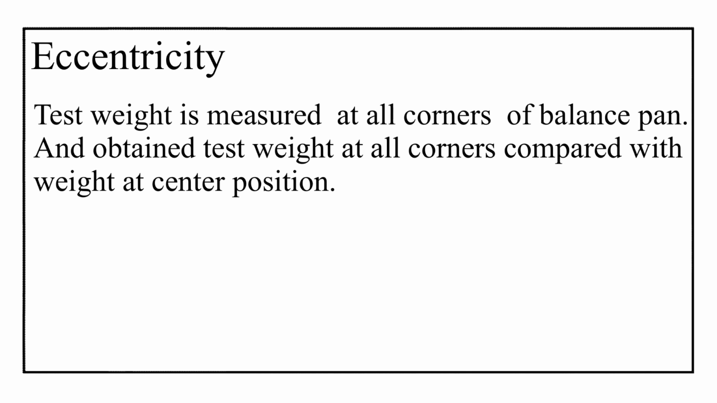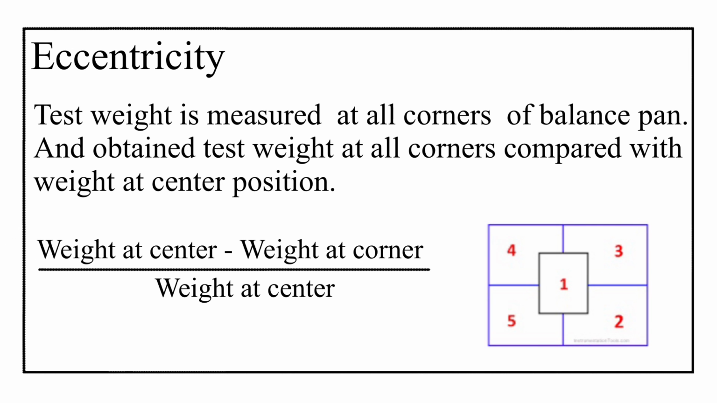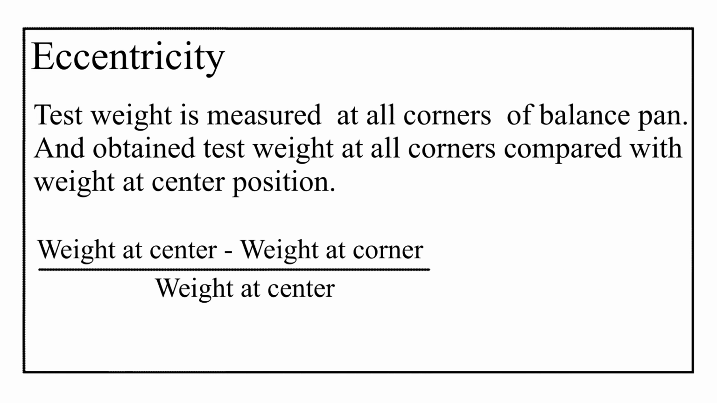Eccentricity. In eccentricity, the test weight is measured at all corners of the balance span and compared with the weight at the center position. Suppose the balance span is of rectangular shape, then first the test weight will be measured at the center of the balance span, and the remaining 4 weights will be measured at all 4 corners. After that, eccentricity will be calculated with the help of this formula: weight at the center minus weight at individual corner divided by weight at the center into 100. So we will get 4 results for 4 corners, and the obtained value should not be more than 0.05%, which is your acceptance limit for the eccentricity test.